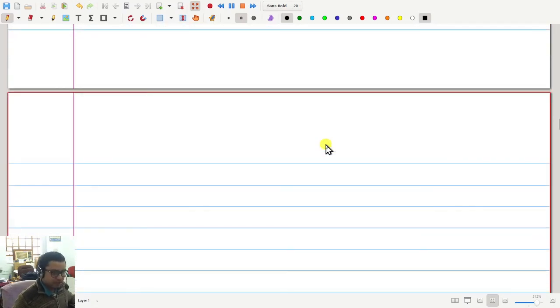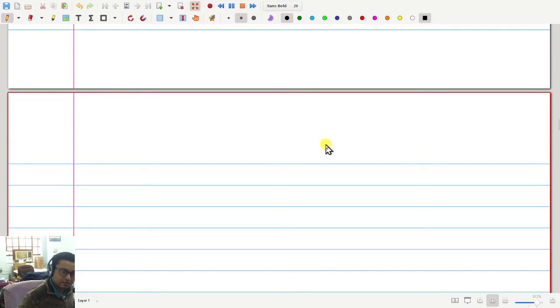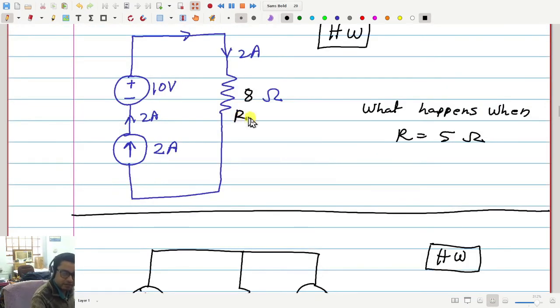Okay, so let me proceed. Now R equals 5 ohm in that same circuit. Yes, in the same circuit, this is R.